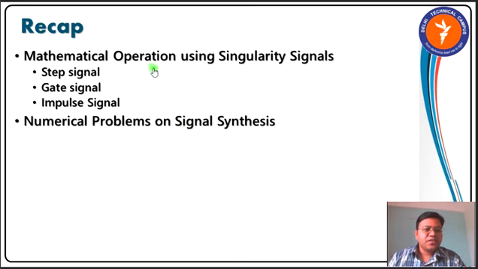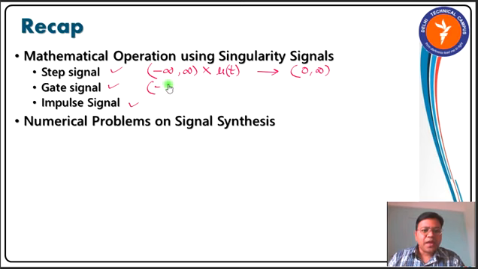In the last lecture, we discussed the mathematical operations using singularity signals. Basically, we used the step signal, gate signal and impulse signal. We discussed that if we multiply any signal ranging between -infinity to infinity with the unit step signal u(t), then the resultant signal will be confined between 0 to infinity only. Its past values will become 0.